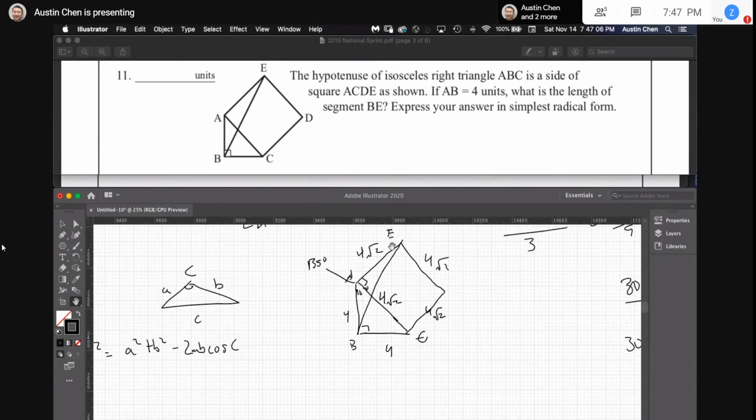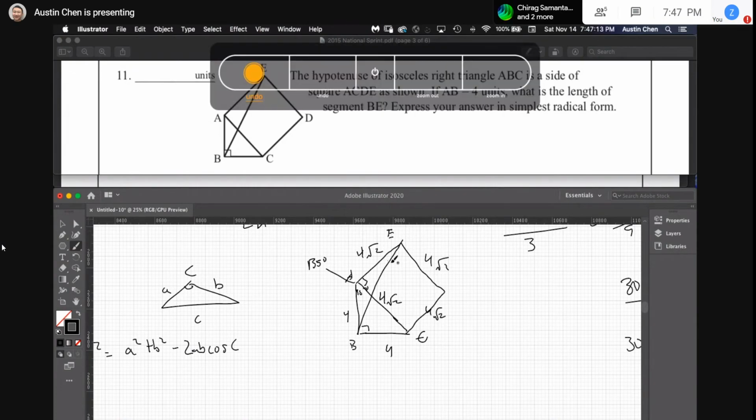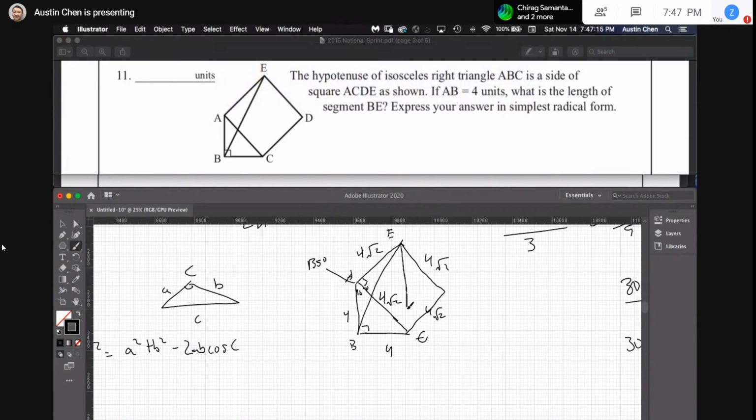Another slightly harder to find, but a little bit faster way is to drop the diagonal of the square. So on the diagonal of the square, this is going to be 45 degrees, right? So this is 45 degrees as well. So then we have a right angle there. So then we have a right triangle there, right? And the diagonal of this square is just going to be 4 root 2 times root 2, which is just 8. So then we have 8 here, we have 4 here, then just Pythagorean theorem.